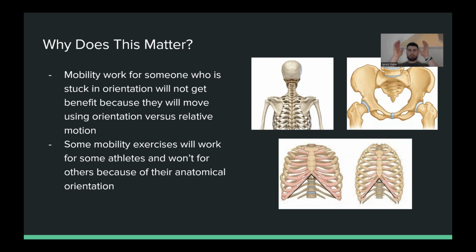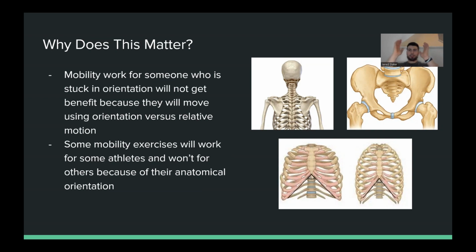This is our pelvis right here, or this is a pelvis made with my hands. This is orientation right here. This, femur head. This is relative motion. So orientation is the skeleton. Relative motion is the movement of the joint. Super simple. So mobility work for someone who is stuck in orientation. This is a neutral orientation of the pelvis. So we could say someone is stuck in this orientation of their pelvis will not get benefit because they will move using orientation versus relative motion.